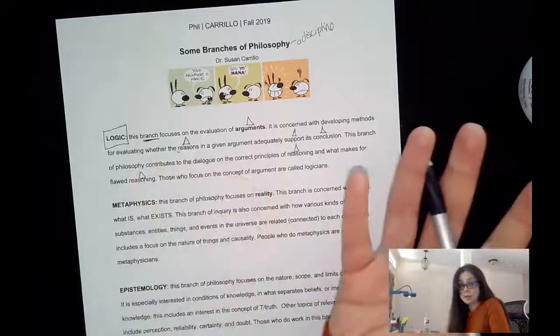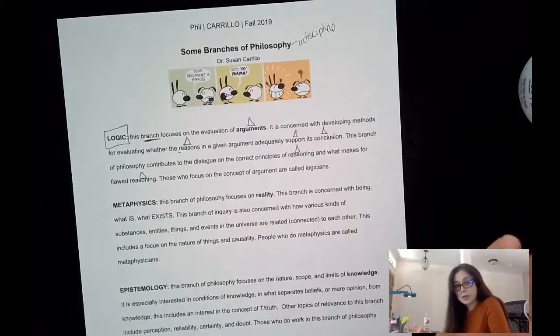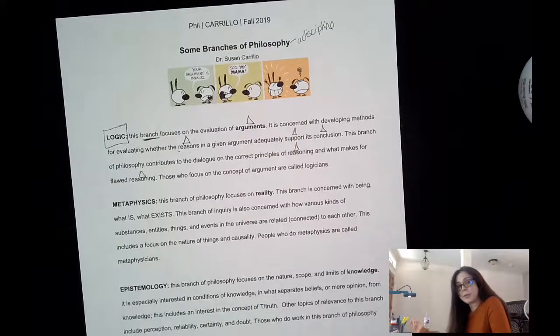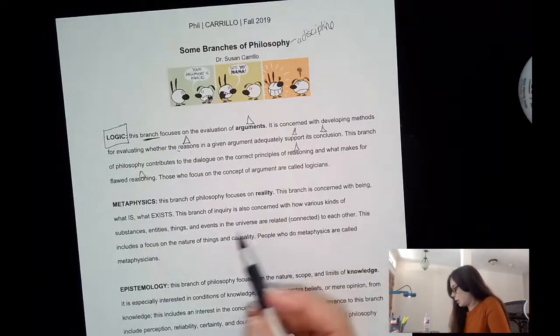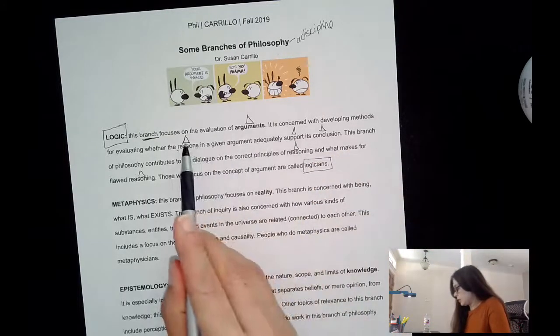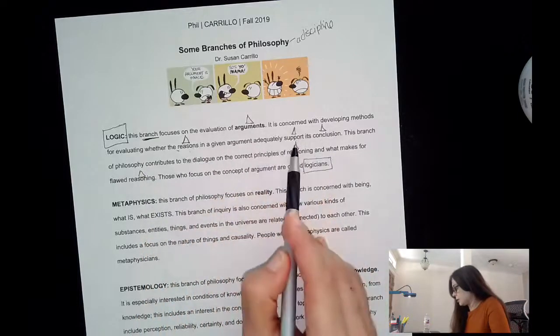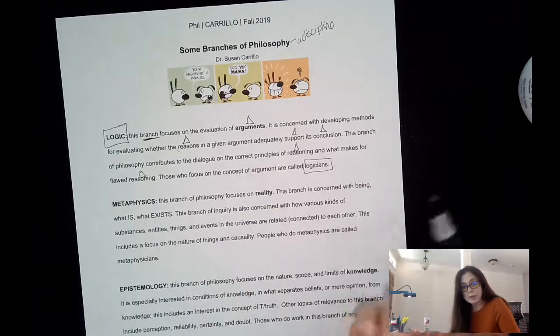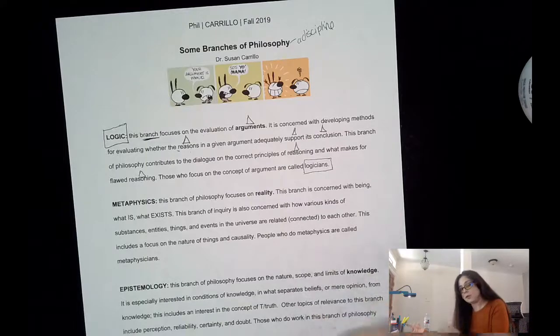This branch of philosophy contributes to the dialogue on the correct principles of reasoning and what makes for flawed reasoning. So not all reasoning is good. So one reason why we want to learn to construct arguments and study logic and philosophy is to learn to construct good arguments that have good reasoning in support of a conclusion. Of course, we also analyze arguments, and when we analyze them and we clarify them, when we format them, we see what the premises or conclusions are using intellectual empathy, then we're in a better position to evaluate them. All right, those who focus on the concept of argument are called logicians. So you should either have drawn a triangle 6 times. Remember, triangles are my visual representation of when I'm highlighting a major concept or fundamental concept within some thought or thinking or something.